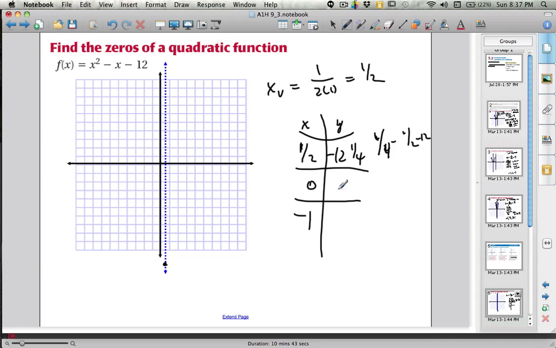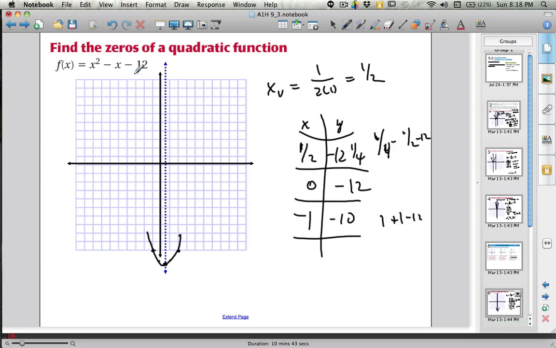When I plug in 0, I'll get negative 12. That's going to be about here, and then consequently we'd also have a point here. And when I plug in negative 1, I'm going to have negative 1 squared is 1 minus negative 1, that's plus 1, minus 12, that's negative 10, which is right here, and consequently there. So when we look at this, I haven't found any solutions. What I found right now is this part of the graph, and it's not really helping me. I'm going to have to go a little further.